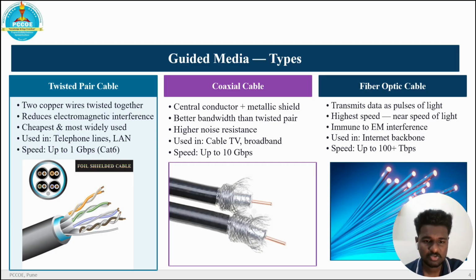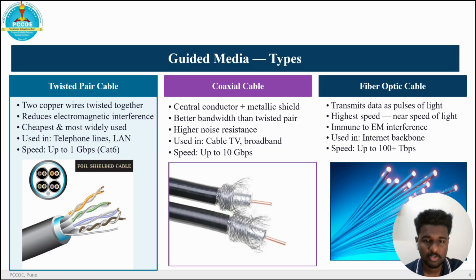In UTP, there is no extra shielding and it is cheaper, used in most offices and home LANs. And STP has an extra metallic shield for better protection against interference. It is the cheapest and most widely used transmission media. You can find it in telephone lines, Ethernet LAN cable, and DSL internet connection. The latest version, Category 6 or Cat 6, can support speeds up to 1 Gbps.